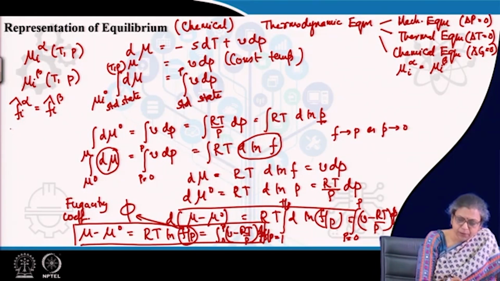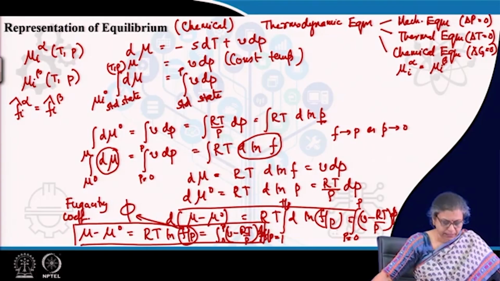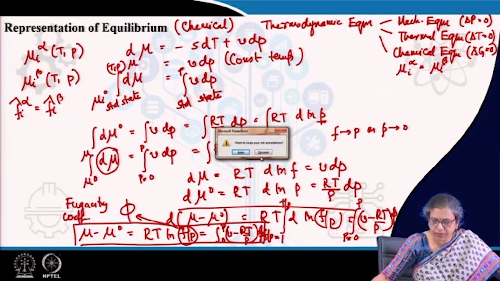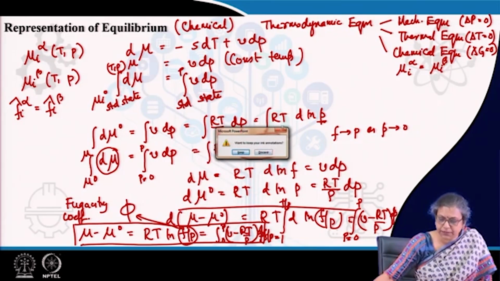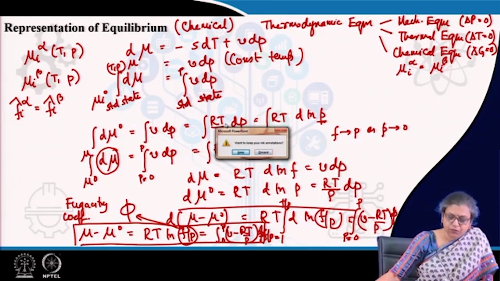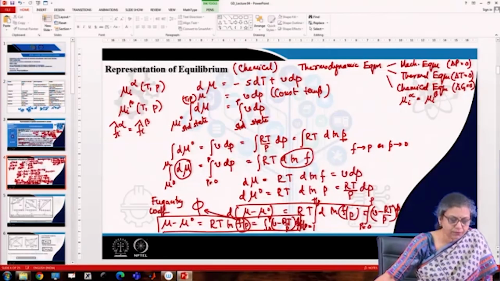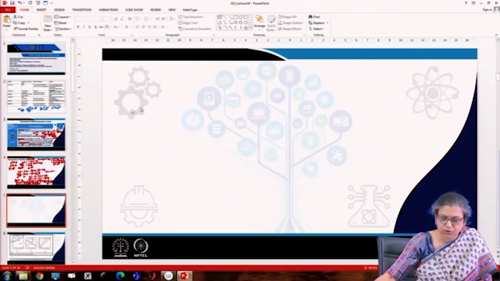So, suppose we have some particular mixture, and in that mixture we would like to find out F. So, if I can insert one more slide, I can show you.